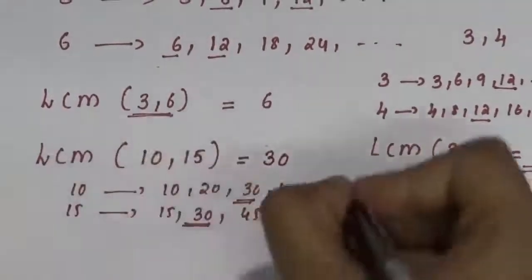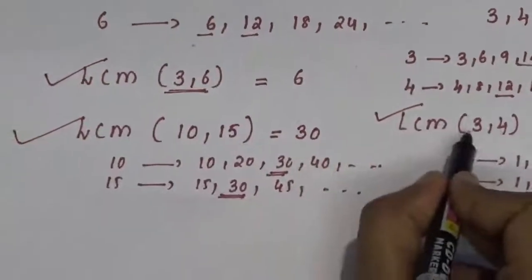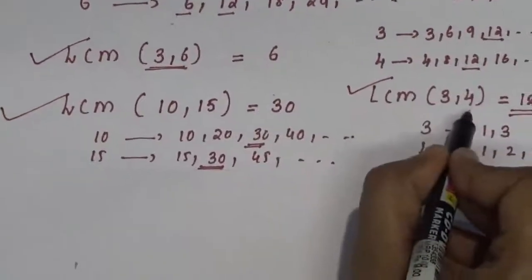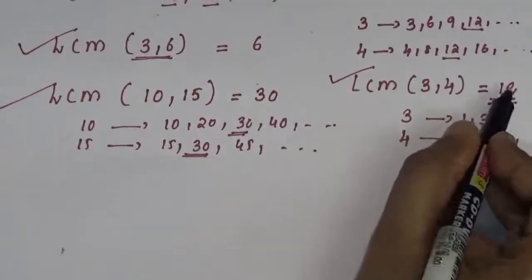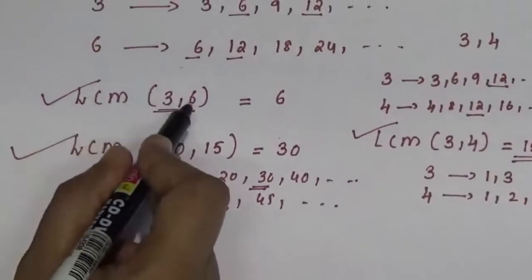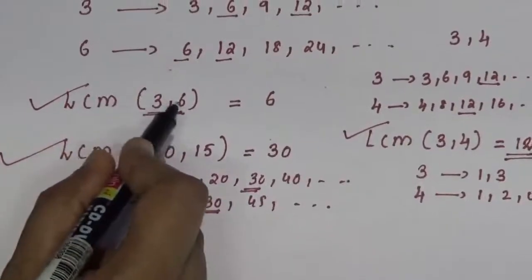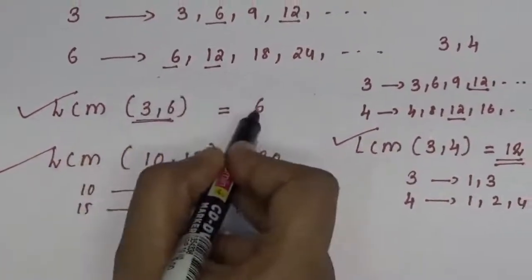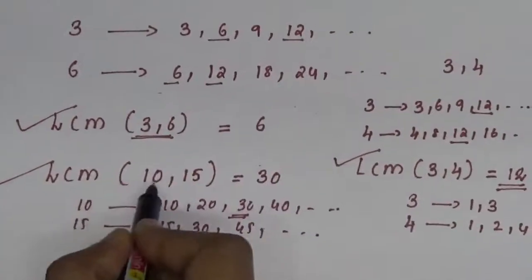Now consider these three. In the first one, the numbers are prime to each other, then the LCM is the product of the two numbers, that is 12. In the second case, one number is a multiple of the other. In that case, the LCM of the two numbers is the multiple, that is 6. And the third case, LCM of 10, 15.